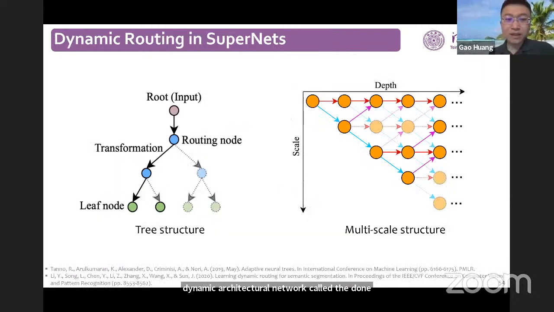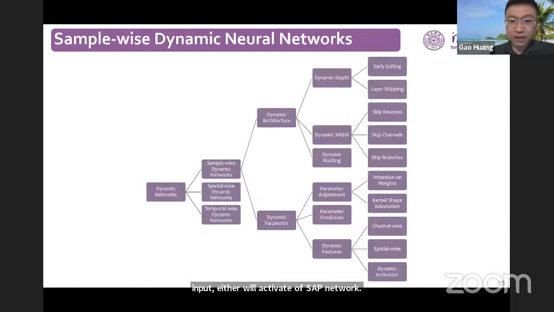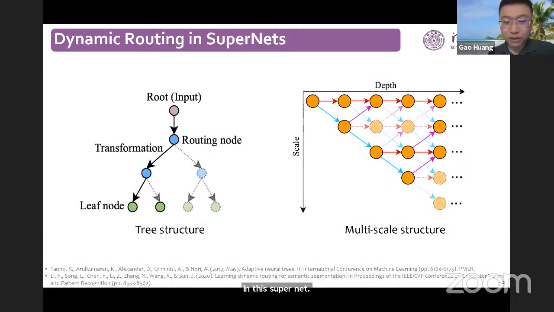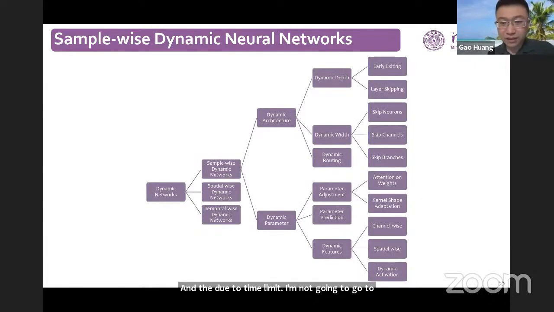There's another dynamic architecture called dynamic routing. They basically use a tree structure or multi-scale structure, and for each input, it will activate a subnetwork in this supernet. Due to the time limit, I'm not going to go into the details.